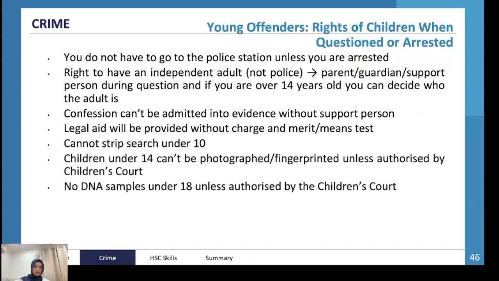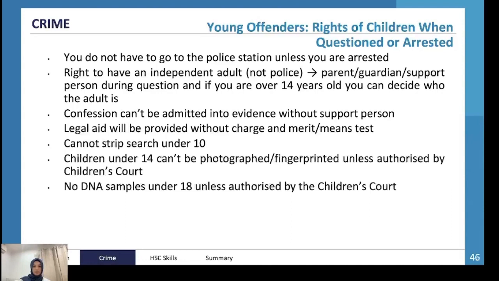You have the right to an independent adult, which is not police. It can be a parent, a guardian, a support person, whoever you would like, during questioning. And if you are 14, you can decide who the adult is. A confession can't be admitted into evidence without a support person. That's a really important point for police officers, because they could literally have a confession on tape, but if there is no support person present, then they cannot admit that. Even if they have all the proof in the world, they cannot admit that into evidence.